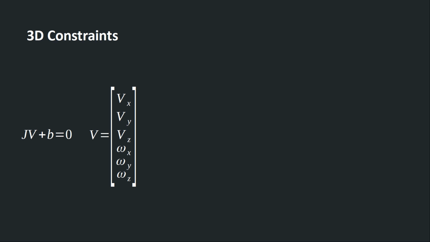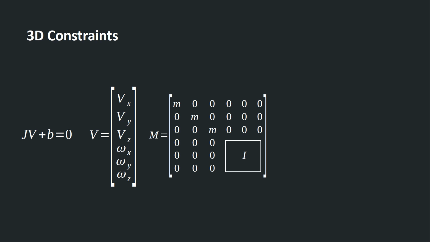An angular vector in 3D, its direction represents the object's rotational axis, and its magnitude is the rotational speed. The mass matrix is now expanded to a 6x6 matrix. The upper left part is a 3x3 diagonal matrix, where the diagonal terms are all equal to the mass of the object. This 3x3 matrix corresponds to the linear term in the velocity vector.